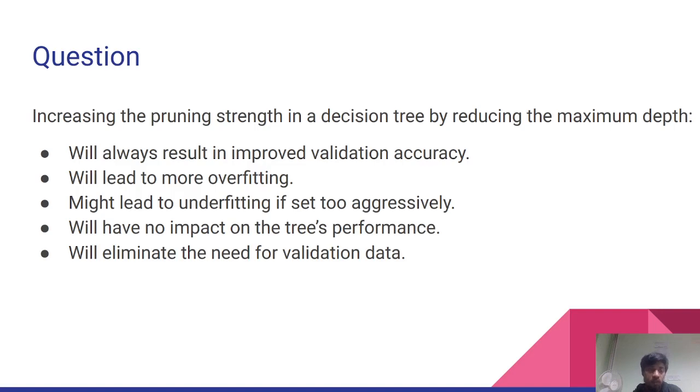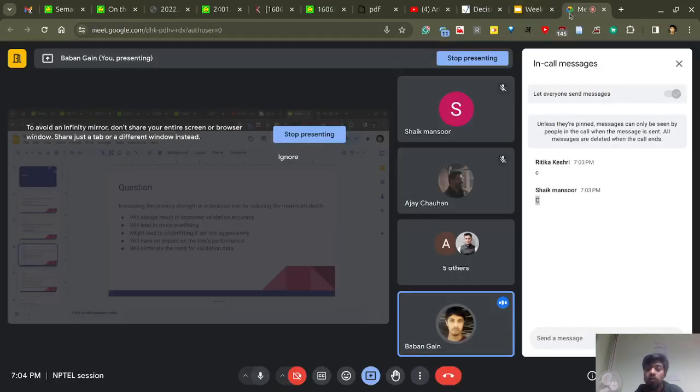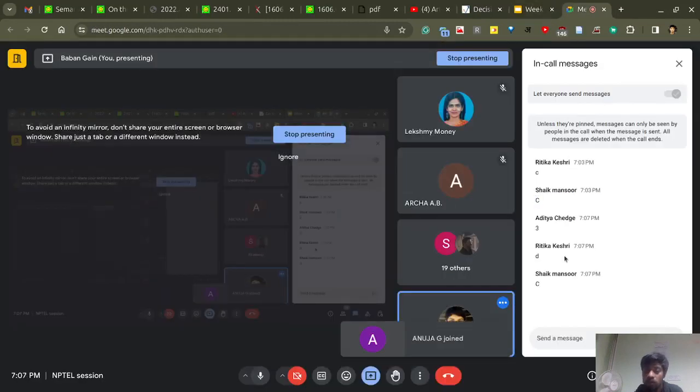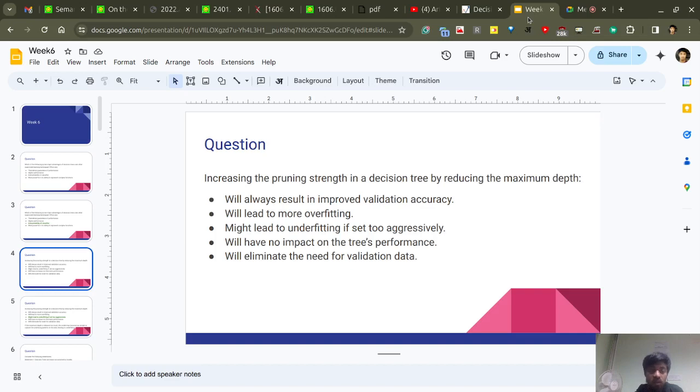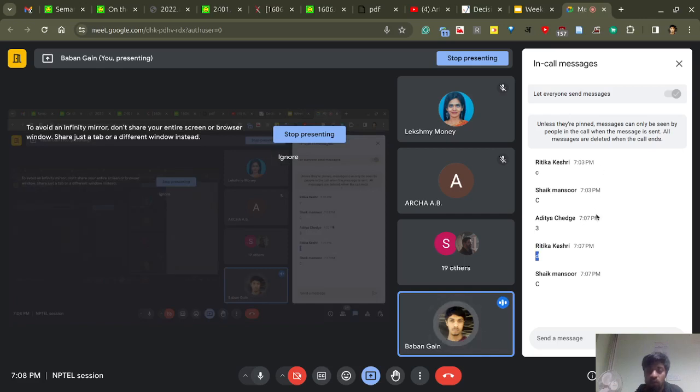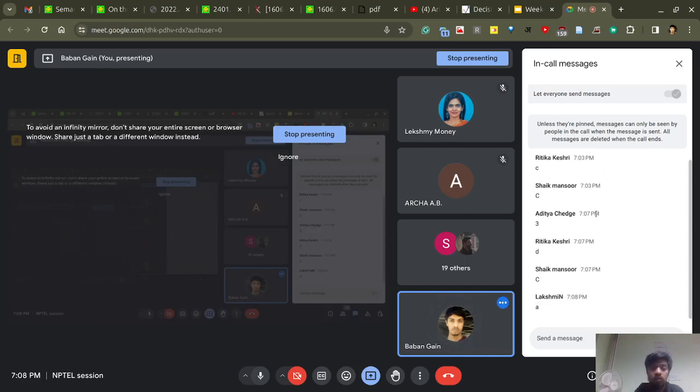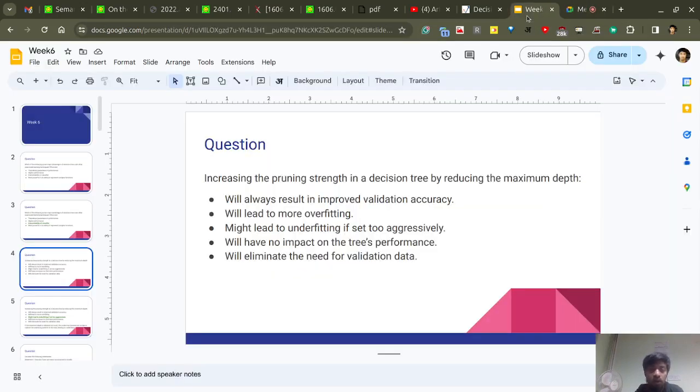Third one, might lead to underfitting. Okay. D. So D and C. Okay, let's see. What is in D? D is that it will have no impact on the tree's performance. Okay. Then any more answers? A is what? It will always result in improved validation accuracy. Okay, so we have three choices as of now.